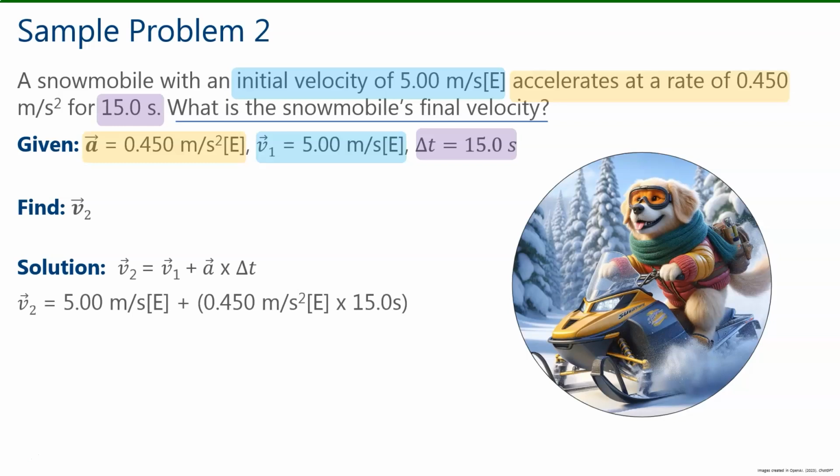Next, we're going to put the information we're given into our equation. We have v2 equals 5.00 meters per second east plus 0.450 meters per second squared east times 15.0 seconds. Remember, order of operations tells us we need to do our multiplication first. We end up with 5.00 plus 6.75 meters per second east. And that gives us a final velocity of 11.75 meters per second east. Let's try one more.